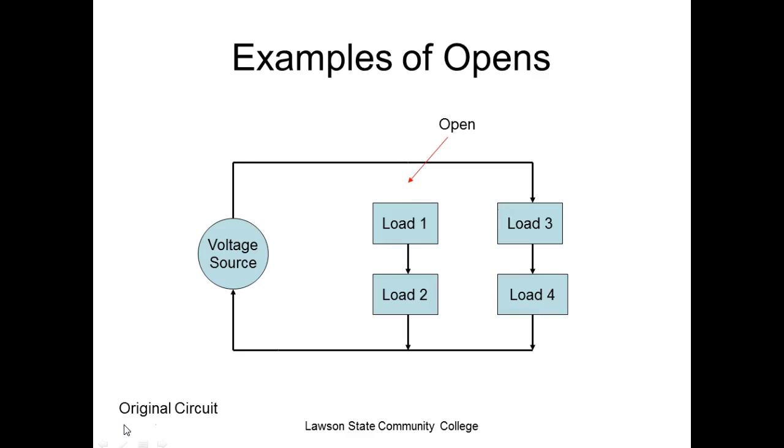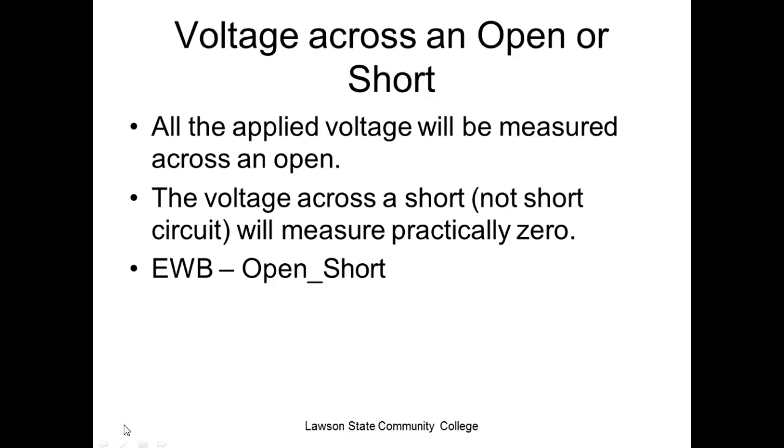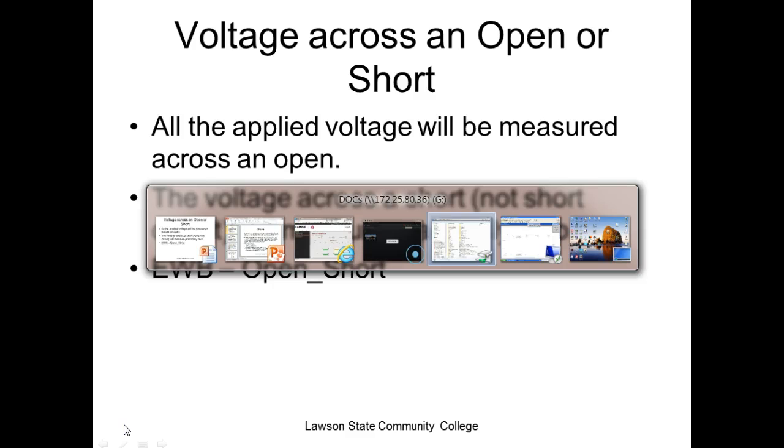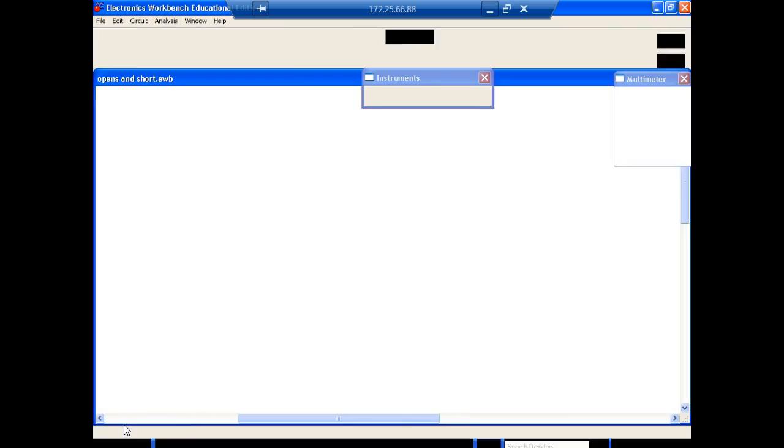So this would be an example of an open. This would be an example of an open, right? That would be an example of an open. That would be a what? Open circuit. We've disconnected the source. This would be a what? Open circuit. And people have problems with this.